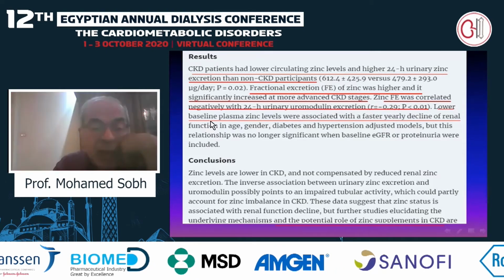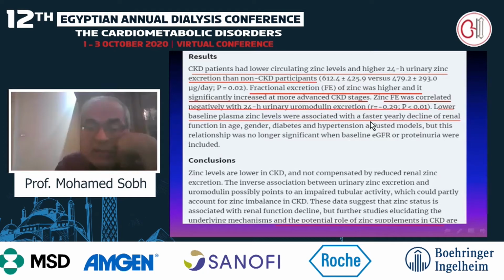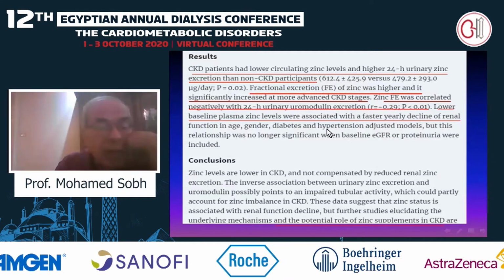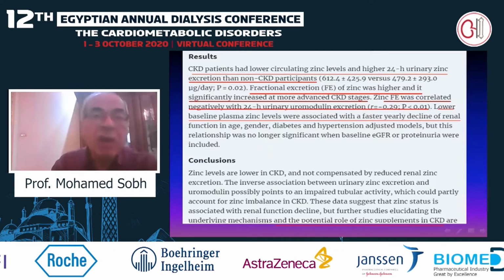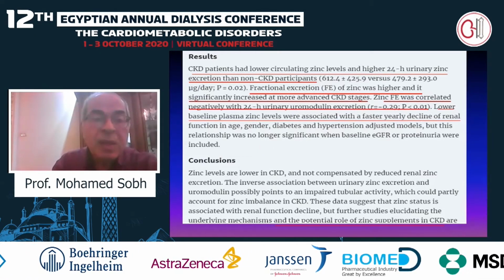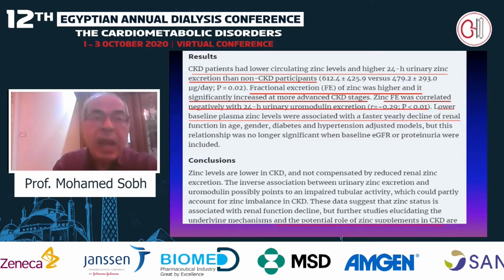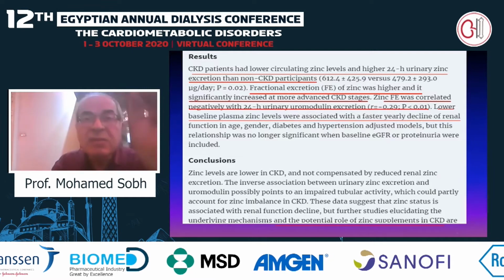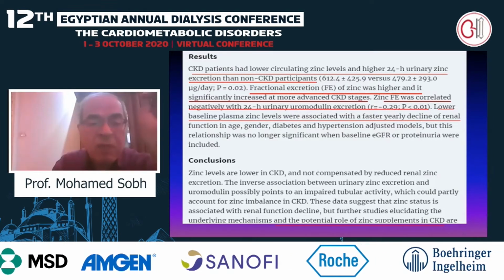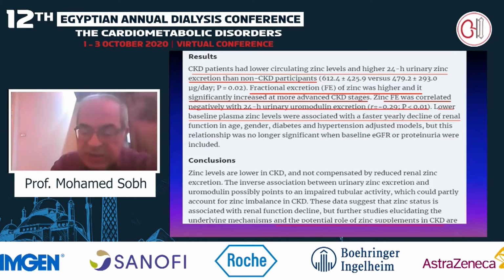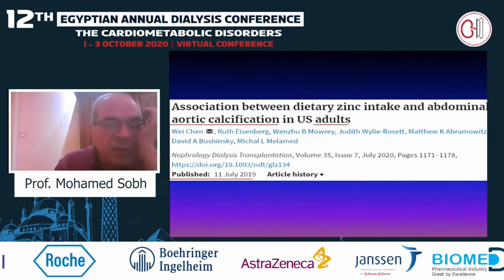What more? Lower baseline plasma zinc level were associated with a faster yearly decline in the renal function. So these are very important information. When you have low zinc, this will be due to high zinc loss in urine, and this low zinc says that this kidney will deteriorate more rapidly. So possibly correction of low zinc can sustain good kidney function. This is the first publication.